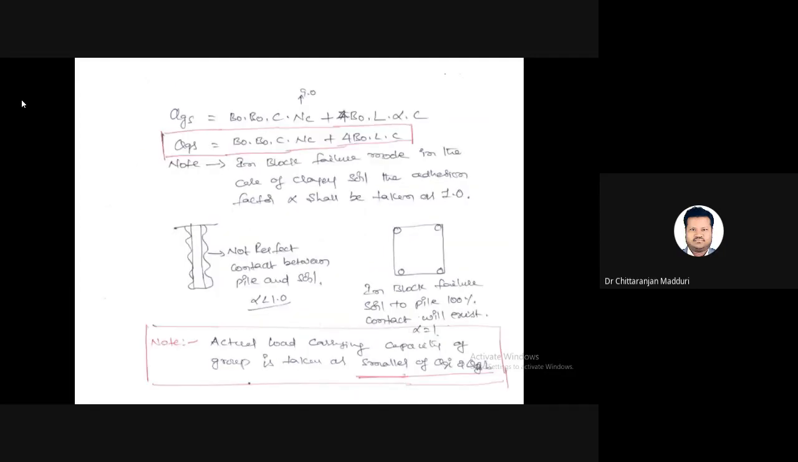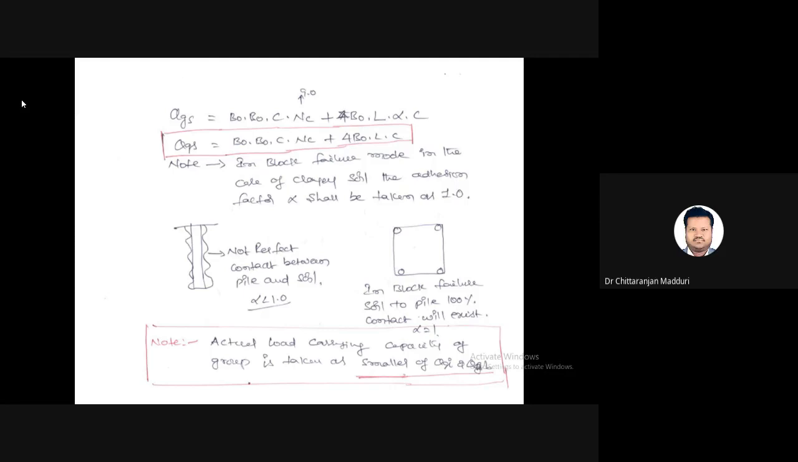So here is the formula for group capacity by considering the block failure: equal to area of the base, B naught into P naught, bearing capacity of the base, C into NC, next surface area of the pile, 4 B naught into L, next alpha, the adhesion factor, and C is known as cohesion. One important thing is that in block failure it is assumed that complete contact exists between the pile group and soil. Hence, alpha is taken as 1.0.